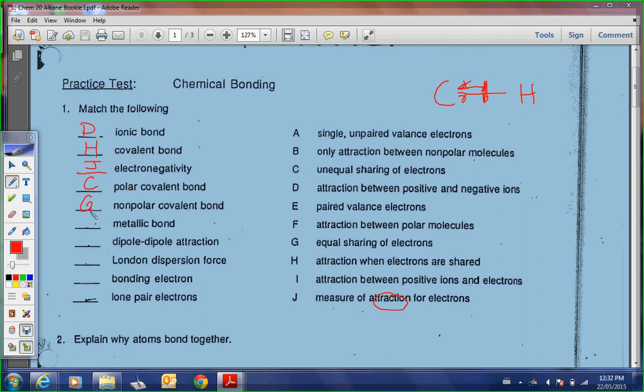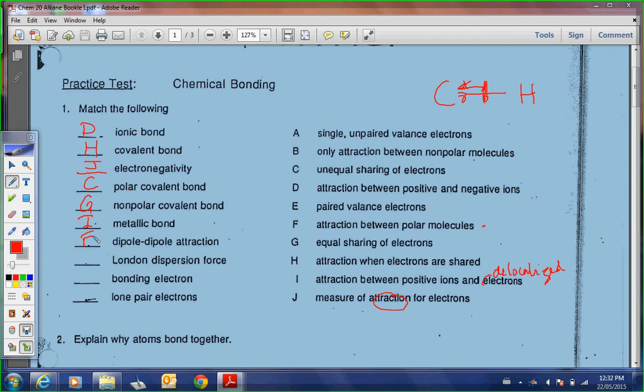Metallic bond? Stephanie? I, an attraction between positive ions and the delocalized electrons. Yes. I like the word delocalized in there, but they don't have it in there. Dipole-dipole attraction. F, attraction between polar molecules.